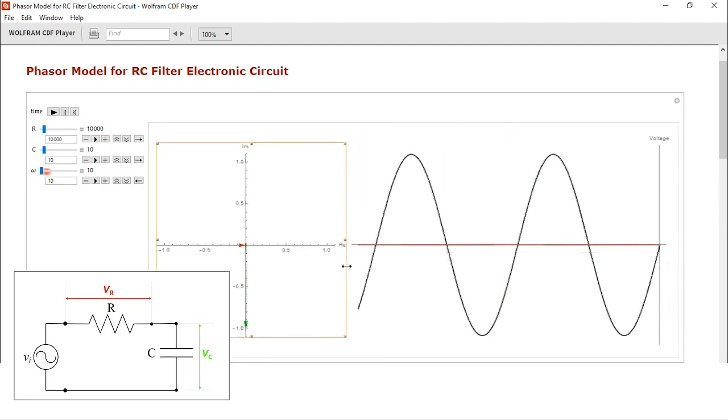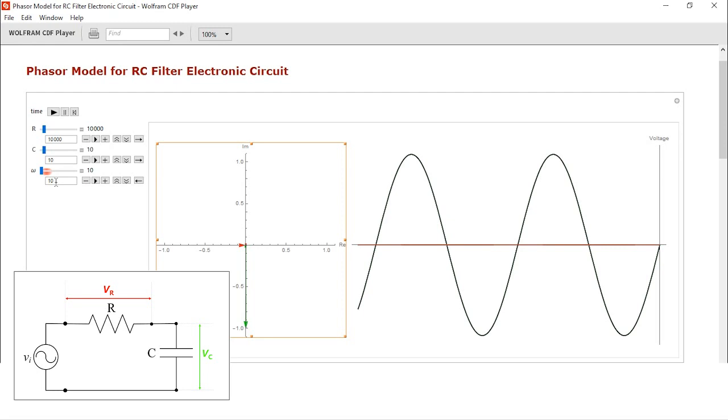So length of the phasor represents the RMS value of the signal, and on the right hand side you notice that the signal is almost zero. That means at low frequencies you do not get any output across the resistor.